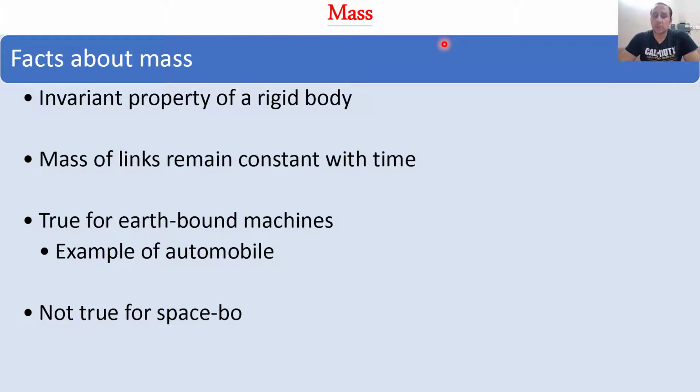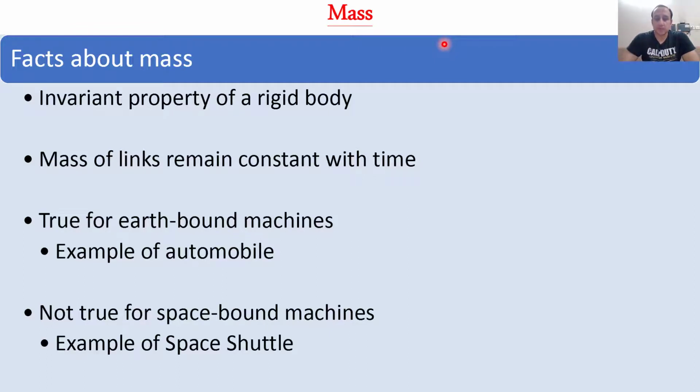But if we talk about the machines which are designed to be used outside the atmosphere of the earth, in those machines the mass is not an invariant property, or you can say that the weight of a system is not an invariant property. It keeps on changing because the value of g changes.